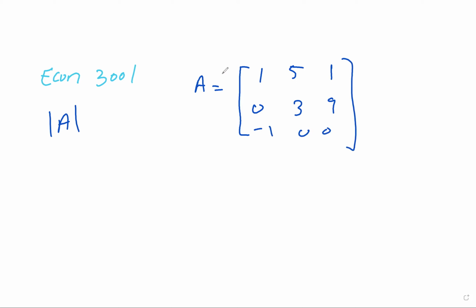A matrix algebra determinant, this is the symbol that has been used. Let's say A is equal to the matrix 1, 5, 1, 0, 3, 9, minus 1, 0, 0. If this is matrix A, then this is the symbol we use to calculate the determinant.